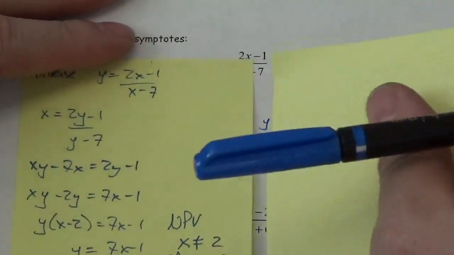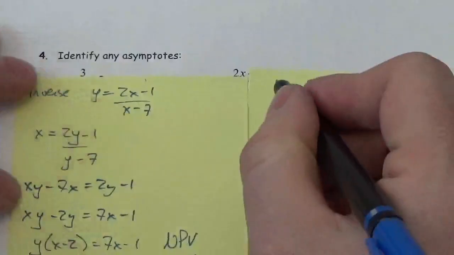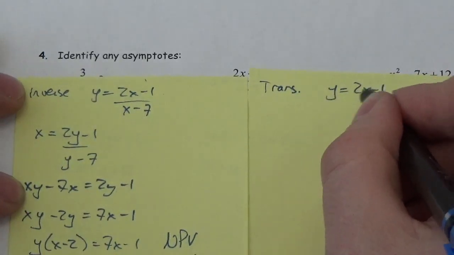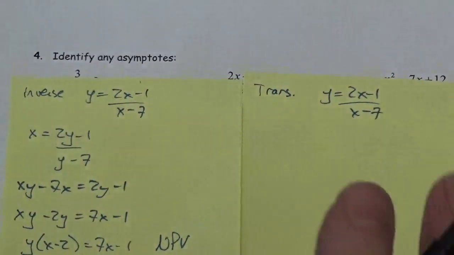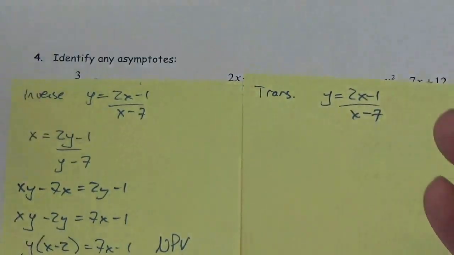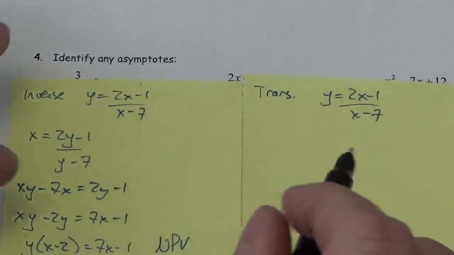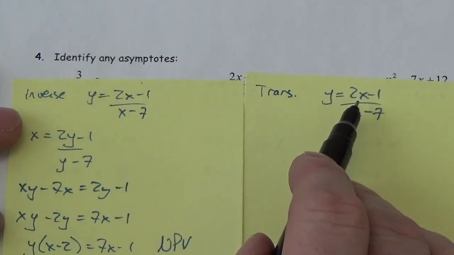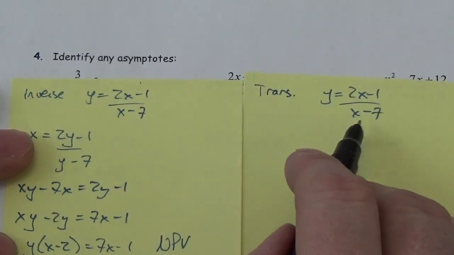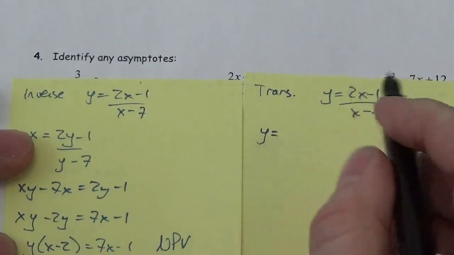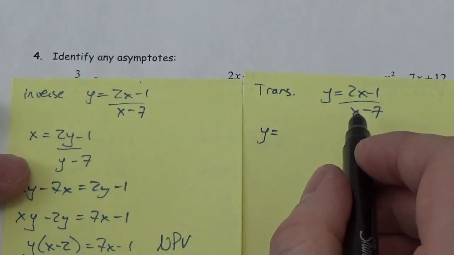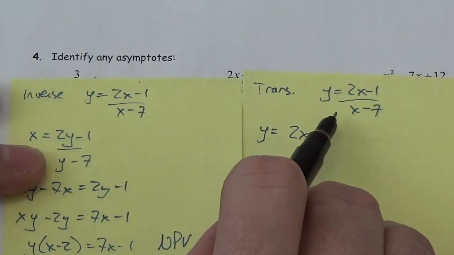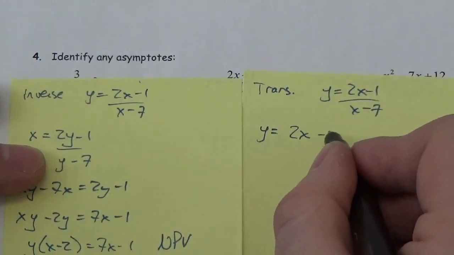Now let's use that other method that I showed you. Okay, so again we're starting, and we're going to look at this in terms of transformation. So we're starting with y equals 2x minus 1 over x minus 7. What I want in the numerator is the ability to cancel out the x minus 7. So I want to put that x minus 7 up there. Well, there's a 2 in front of the x there. So what I want to do here is take that 2x. If you multiply the denominator by 2, you're going to get a negative 14 there.